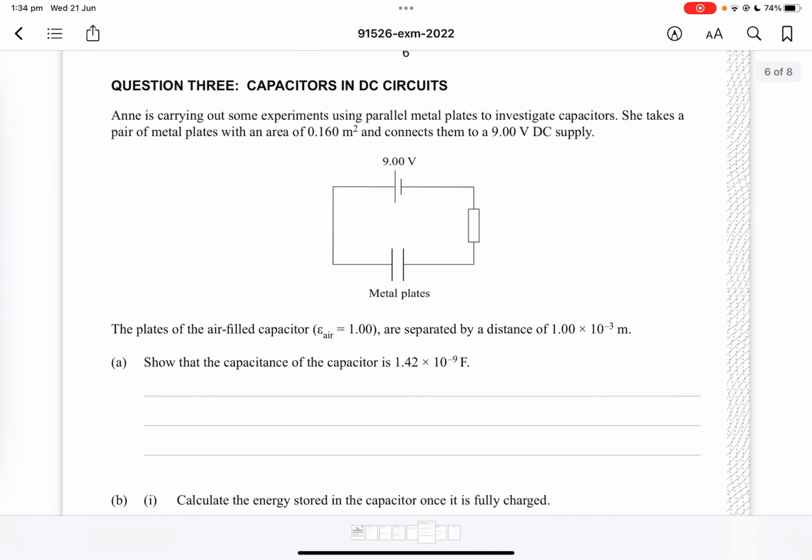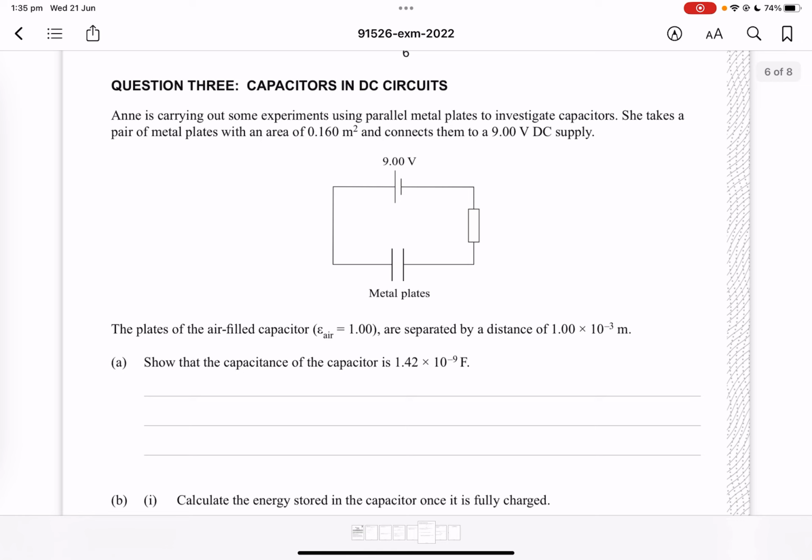Alright, so question 3, we're looking at capacitors and DC circuits. So Anne is carrying out some experiments using parallel metal plates to investigate capacitors. She takes a pair of metal plates with an area of 0.16 meters squared and connects them to a 9-volt DC supply. The plates of the air-filled capacitor are separated by a distance of 1 times 10 to the power of -3.